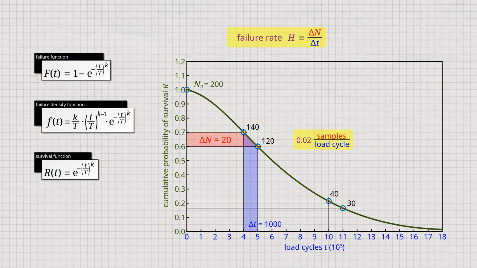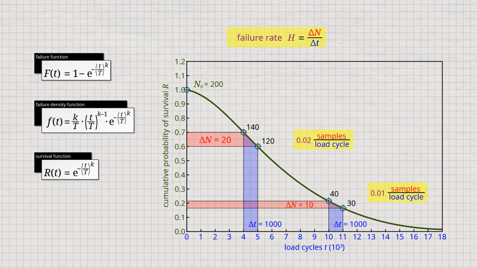It should be noted that this failure rate only applies to the specific period between 4,000 and 5,000 load cycles. In other time periods, other failure rates result. For example, in the period between 10,000 and 11,000 load cycles, only 10 specimens fail. The failure rate for this period is therefore 1 specimen per 100 load cycles, or 0.01 specimens per load cycle.